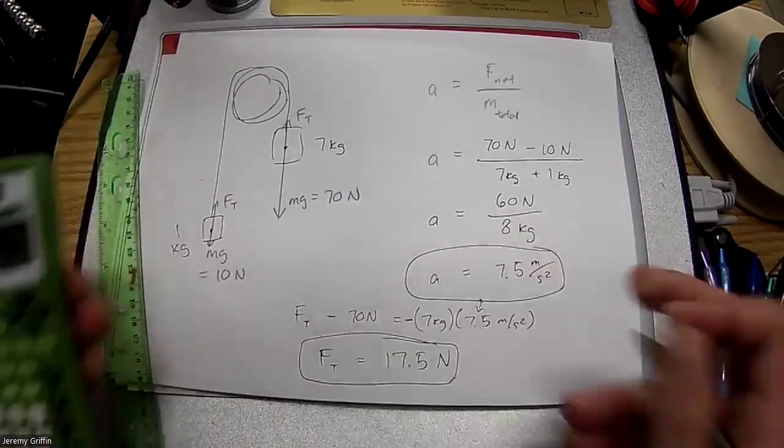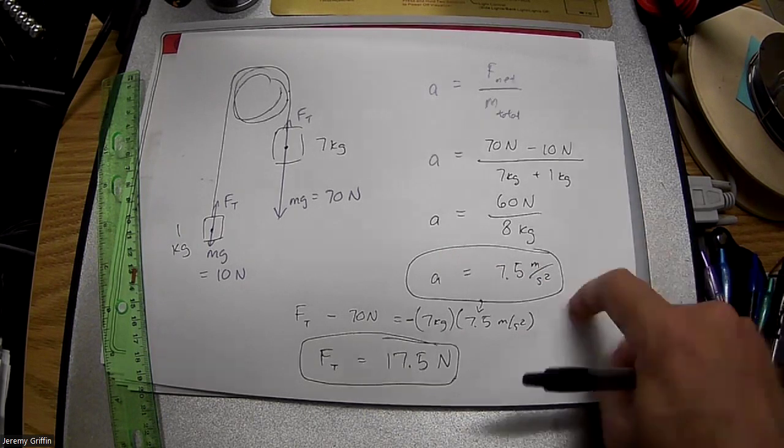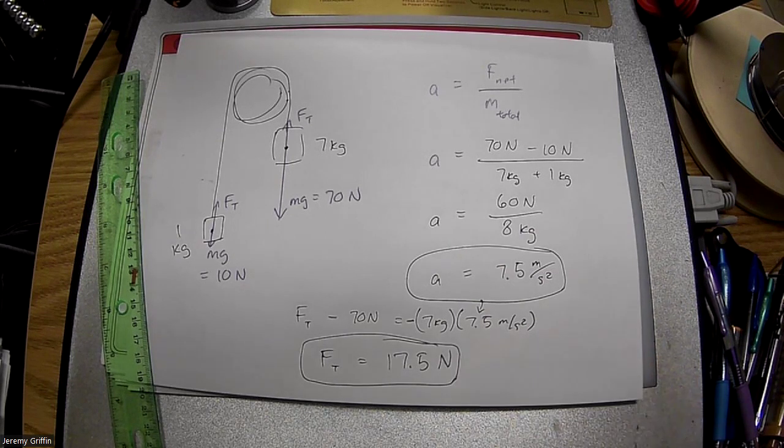Yeah, that's about right. All right. So I'm getting 7.5 meters per second squared, and the tension is 17.5 newtons. You guys getting that too? How many of you guys got that? Getting there?